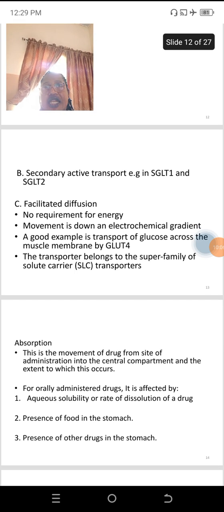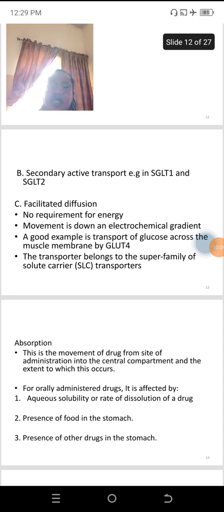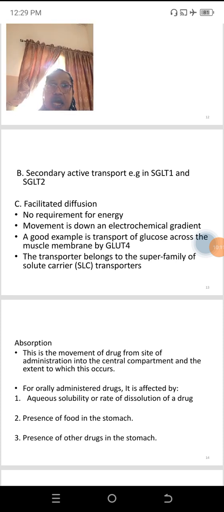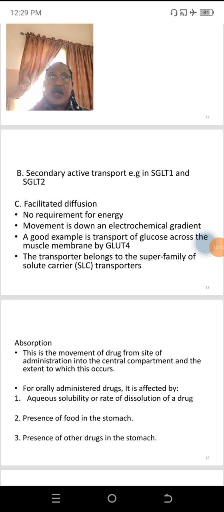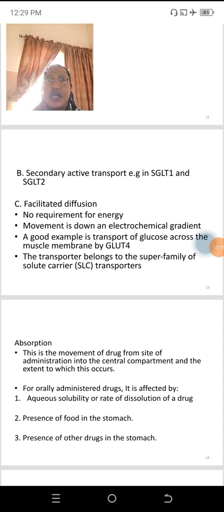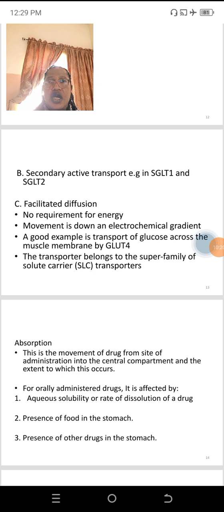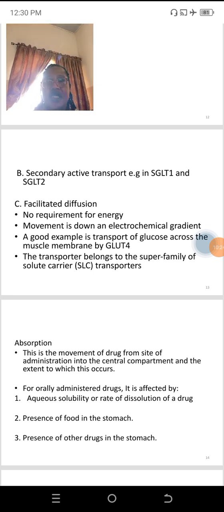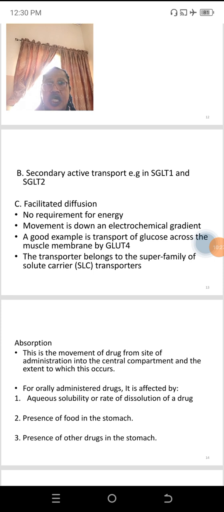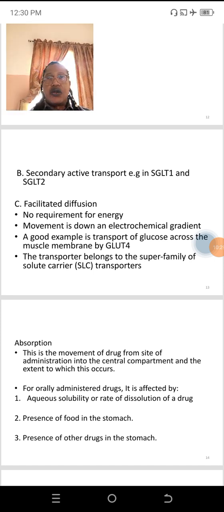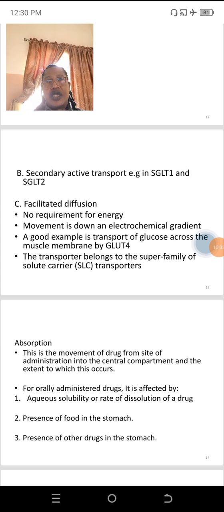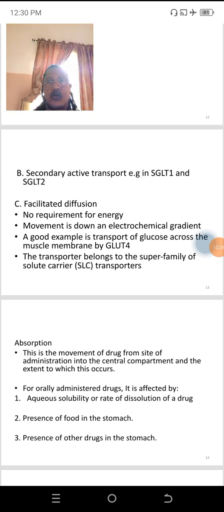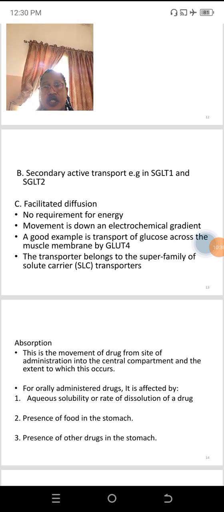In facilitated diffusion, there is no requirement for energy, and movement of the drugs is down an electrochemical gradient. A good example of this form of transport mechanism is the transport of glucose across the muscle membrane by the glucose transporter 4. This transporter belongs to the superfamily of solute carrier transporters.